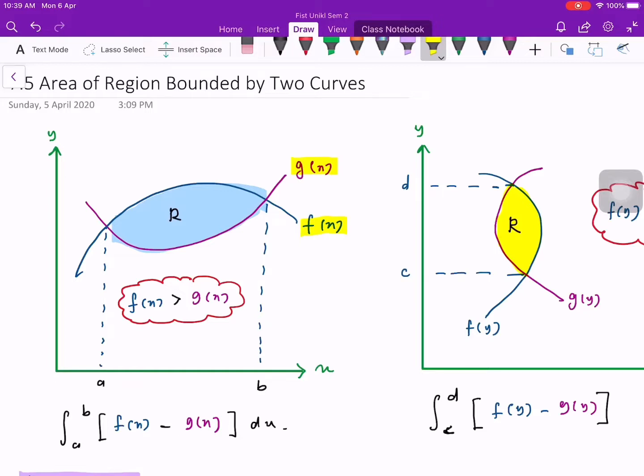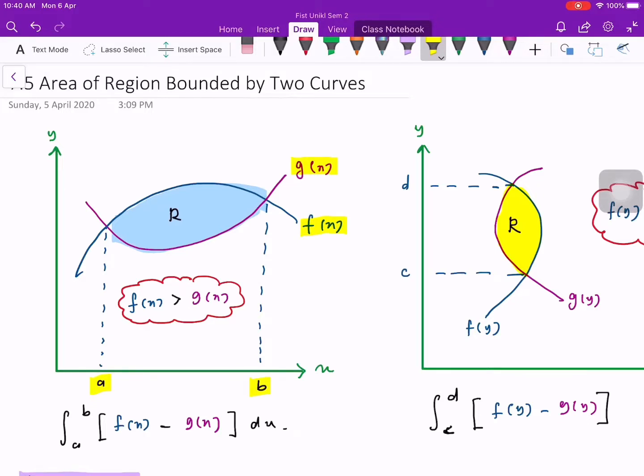Integrations is actually from the limits of a to b, whereby a and b is actually the value of intersection between these two curves. Okay, and then untuk kita integrate dia, formula yang kita akan pakai adalah the integrations of fx minus gx, whereby fx must be greater than gx. So bermaksud bila mana fx is greater than gx, kita akan lakukan integrations, the limits between a to b, and then fx minus gx.